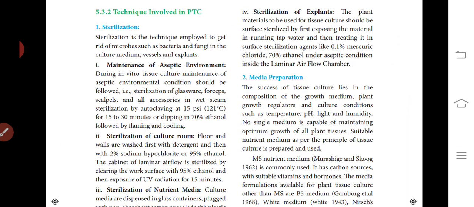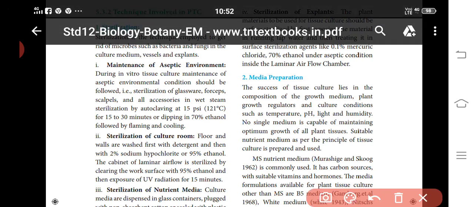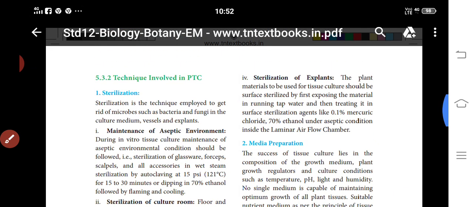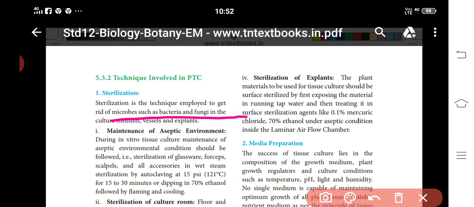Next, techniques involved in PTC. Sterilization. Sterilization is the technique employed to get rid of microbes such as bacteria and fungi in the culture medium, vessels and explants. All the culture medium and everything else can be sterilized.